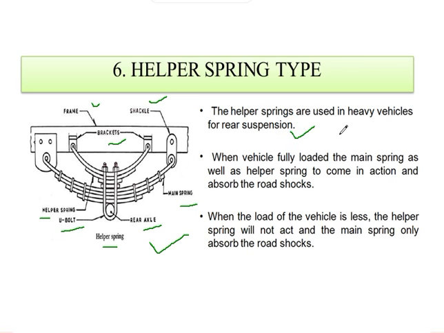The helper springs are used in heavy vehicles for rear suspension. When the vehicle is fully loaded, the main spring as well as the helper spring come into action and absorb the road shocks. When the load of the vehicle is less, the helper spring will not act and the main spring only absorbs the road shocks. These are all 6 types of leaf springs.